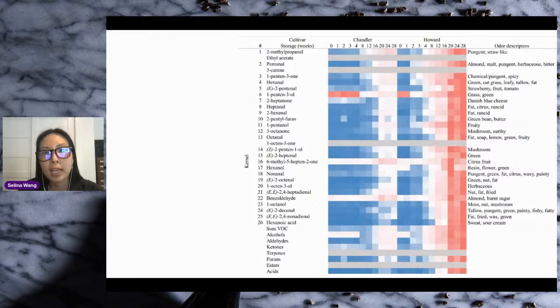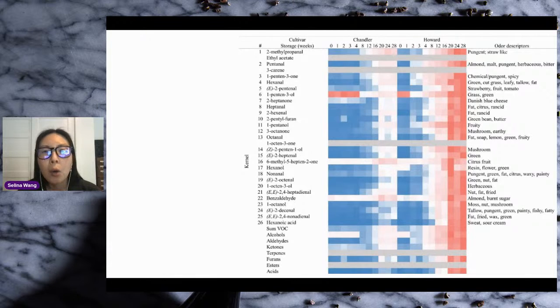And just zero in on this a little bit. So here are some of the volatiles that we identified and quantified. And here's the heat map of the results. And you see that we analyzed Chandler and we analyzed Howard for 28 weeks. And the blue represents a lower concentration where red represents higher concentration.